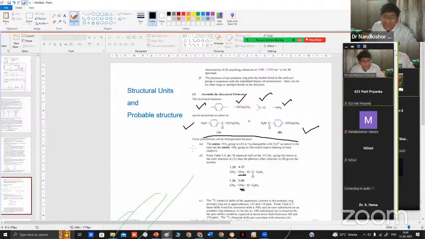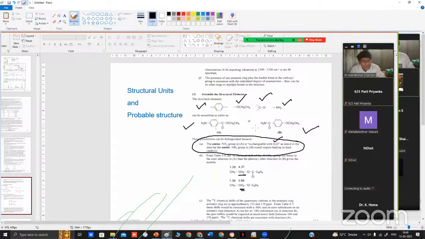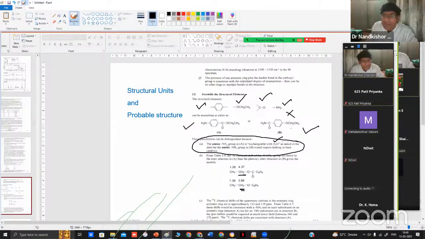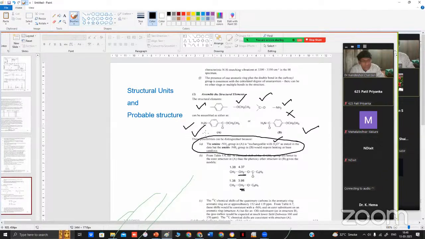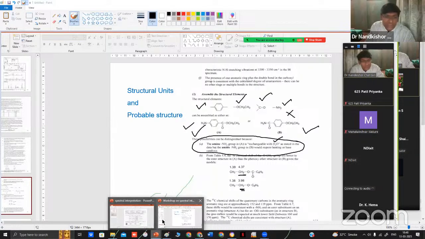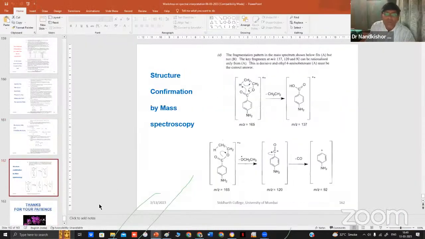Another idea, already I have mentioned: if there is an amide group present, D2O exchange would not be possible. So this structure will be ruled out, and the possibility is that this structure will be present. So this way you can easily confirm. And the major confirmation is through this type of fragmentation, that is the McLafferty type of fragmentation, and it is easily worked out. Okay, so this we have already discussed.